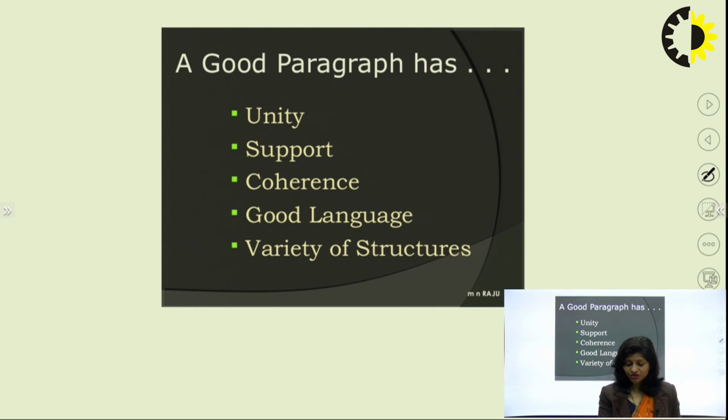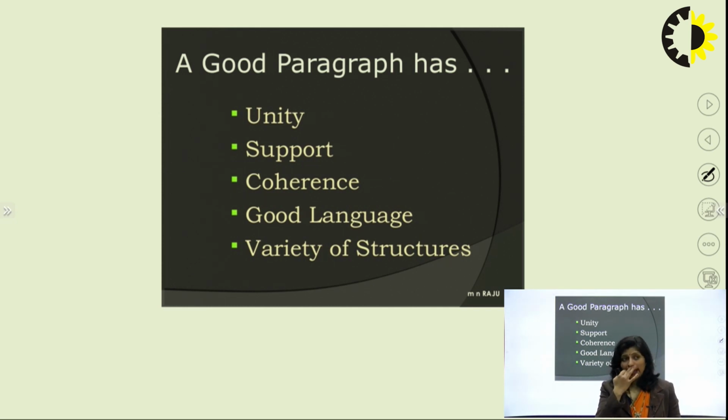And as I have mentioned, the main idea we can write either at the beginning of the paragraph or at the end of the paragraph. So if you want to change your idea, then write the next paragraph. And if we talk about coherence, that is the next tool, or next characteristic of an effective paragraph. So what is coherence?